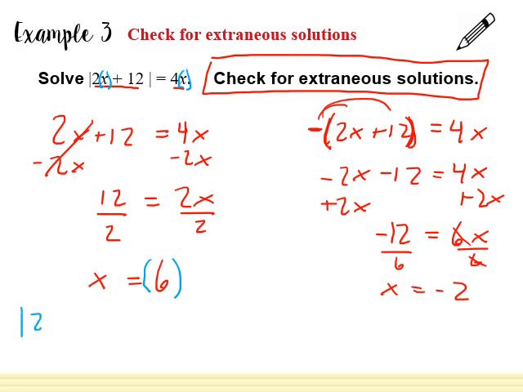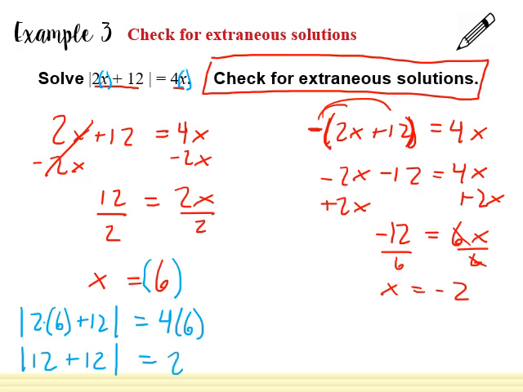So the absolute value of 2 times 6 plus 12 has to equal 4 times 6. Well, on the left side, 2 times 6 is 12, plus 12 is 24, and that has to equal 4 times 6, which is 24. So on the left I have the absolute value of 24, which has to equal 24. Okay, ask yourself, is that true? What is the absolute value of 24? Is it 24 units away from 0? Yes, it is. So I know that this is a good solution.